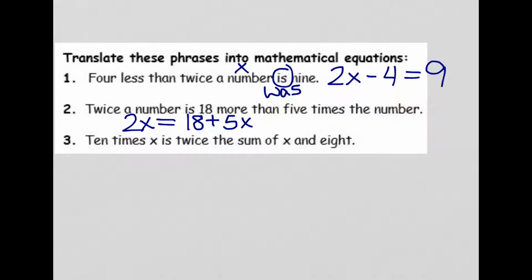Okay, number 3, 10 times x. Well, that looks like 10x. Is, there's your variable, your equal sign again, the verb to be, is, was, were, and stuff like that. That's where your equals is going to go usually. So 10 times the number is twice the sum. So the sum means the answer when you add two things together. So I've got to add two things together. What am I adding together? X and 8. So that represents the sum, x plus 8. And I have to keep that in parentheses to make sure that I'm going to find twice that entire thing. 2 times that whole sum.